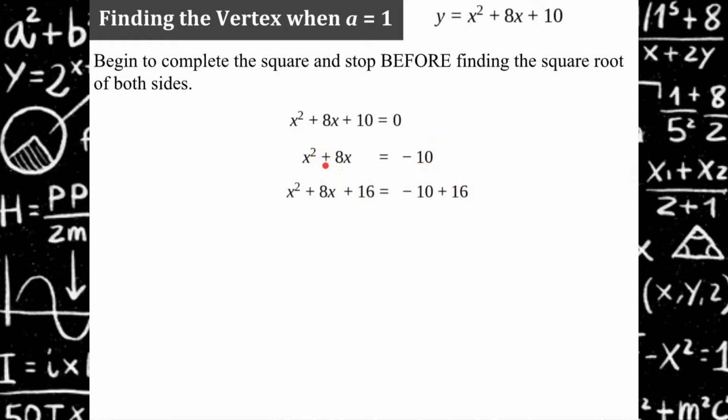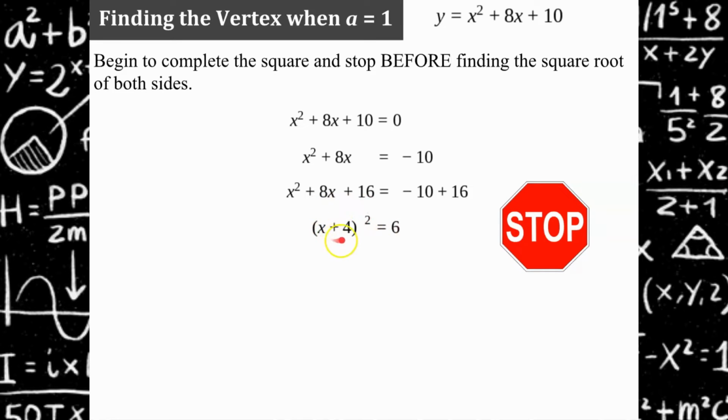Half of 8 is 4. 4 squared is 16. So we've created our perfect square trinomial here. Because we've added 16 to this side, we must also add 16 to the right side. Write this as your perfect square, x plus 4 squared, and -10 plus 16 is 6. So here's where you stop. Normally, you would go and find the square root of both sides. We're going to stop here, noticing some similarities.